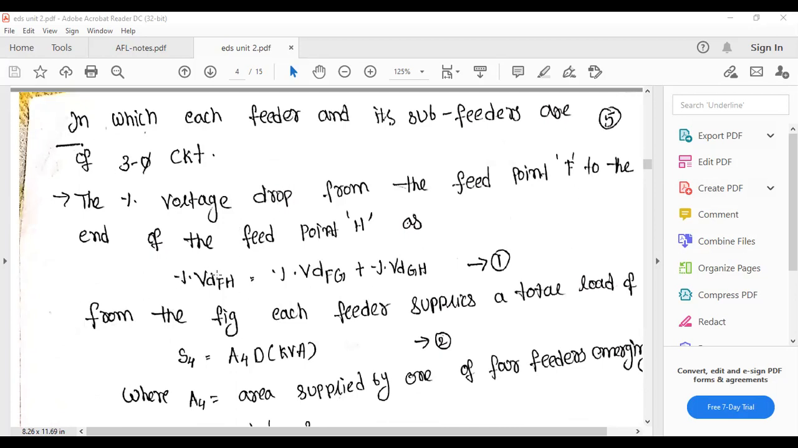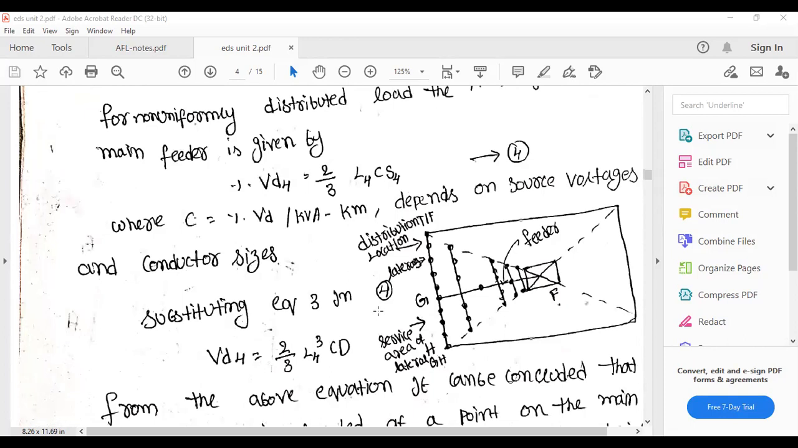Therefore, the percentage voltage drop VDFH, from the feeder point F at the center to the ending point H, is equal to FG plus GH: the voltage drop between F to G plus the voltage drop between G to H.